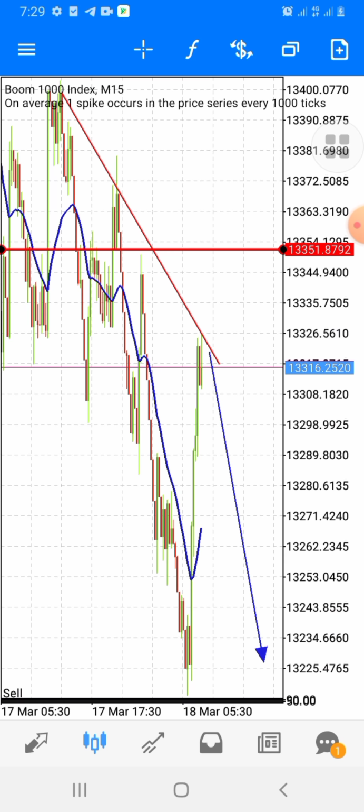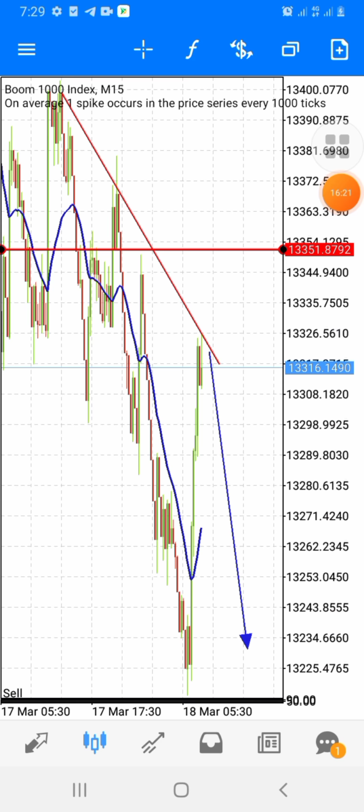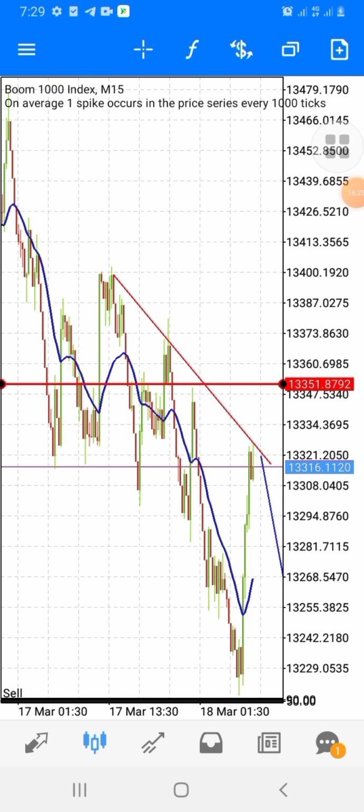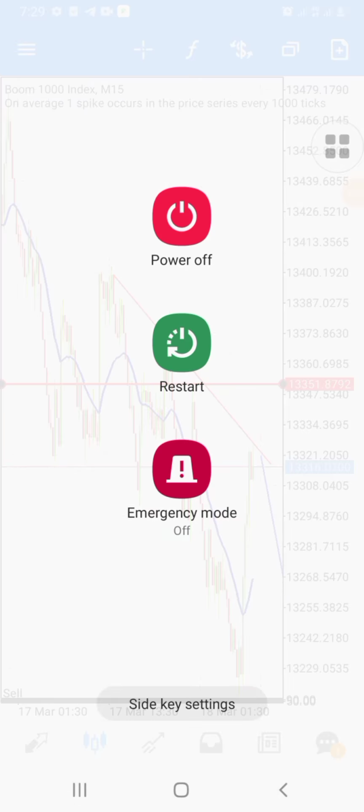So that is what you're going to do. You can take this entry and use it to make your day. And here's your stop loss, 30 pips from the entry right now. All right, and that is what you need to do in this class.